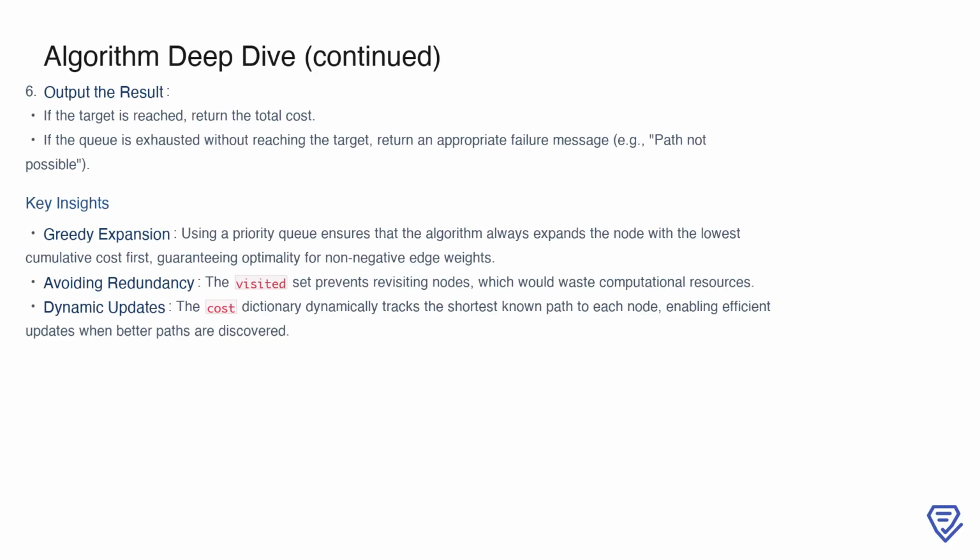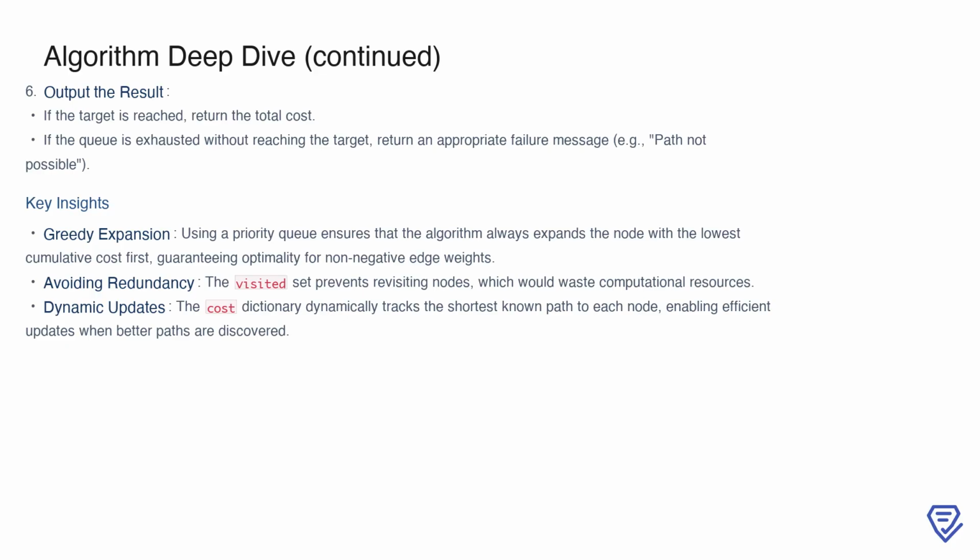However, if the priority queue is exhausted, meaning no valid path exists to the home position, we return an appropriate message such as path not possible. A few key insights make this approach both efficient and reliable. First, the use of a priority queue ensures greedy expansion, always prioritizing nodes with the lowest cumulative cost. This guarantees optimality as long as movement costs are non-negative.